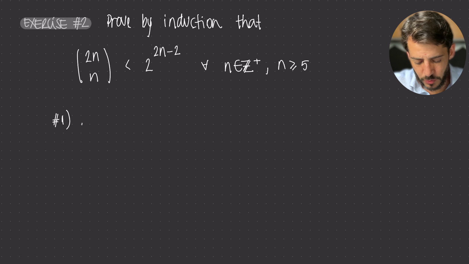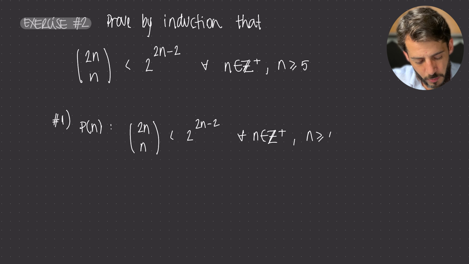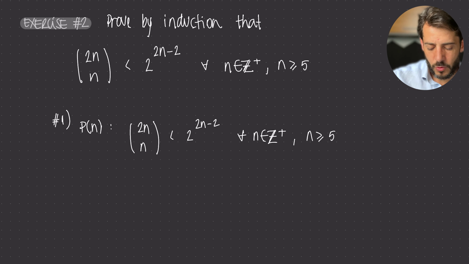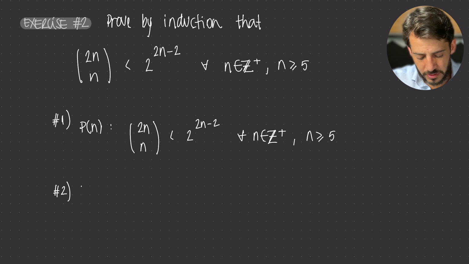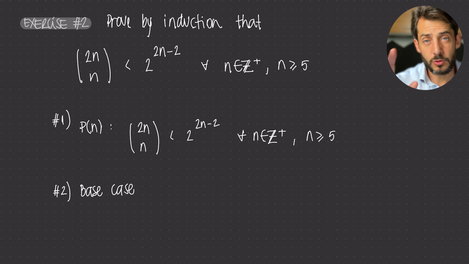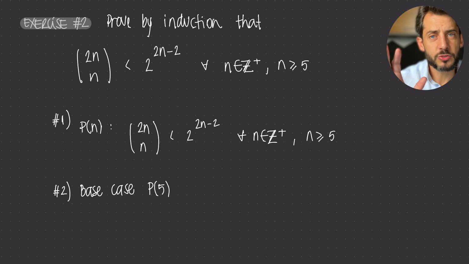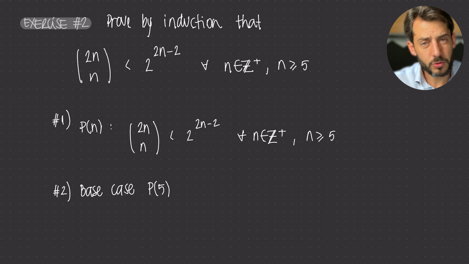Number 1, let's write the propositional function. We want to prove that 2n choose n is less than 2 to the 2n minus 2 for all positive integers greater than or equal to 5. And given that we're talking about positive integers which are greater than or equal to 5, then the base case should involve substituting 5 into n, both in the left-hand side and on the right-hand side.